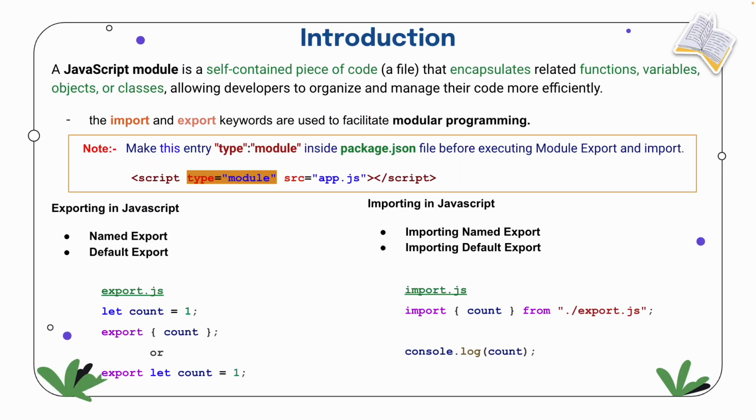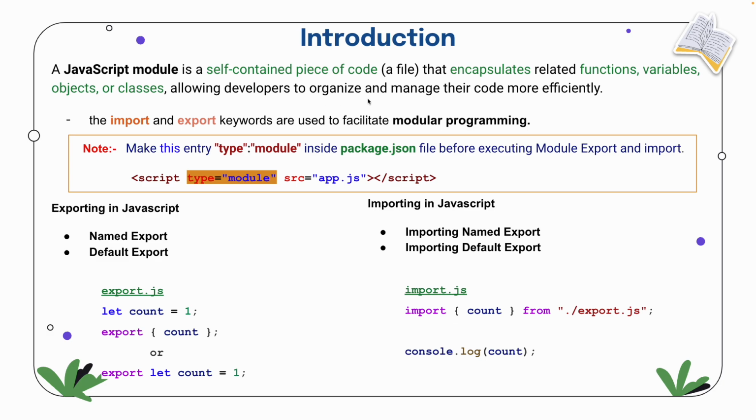Okay, so as I told, we can study here: a JavaScript module is a self-contained piece of code. A piece of code means a file, right? It is a file that encapsulates related functions, variables, objects, classes, whatever we are storing, whatever we are writing in the JS file. All those things are encapsulated in one place, and we are writing it for some specific purpose. Okay, it will be organized.